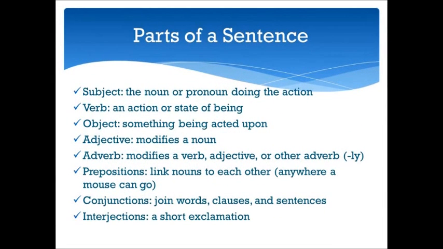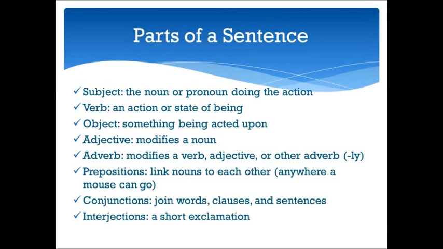So there are 8 different parts of a sentence. Some people call them parts of speech. And not every sentence has all of them, but any good sentence will have probably a lot of them. So the first part of speech is a subject. And the subject is the noun or pronoun that's doing the action.